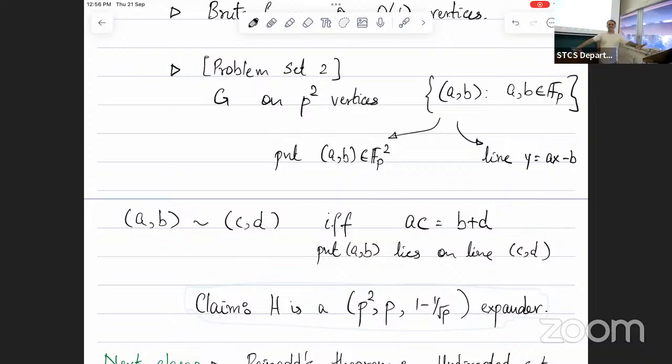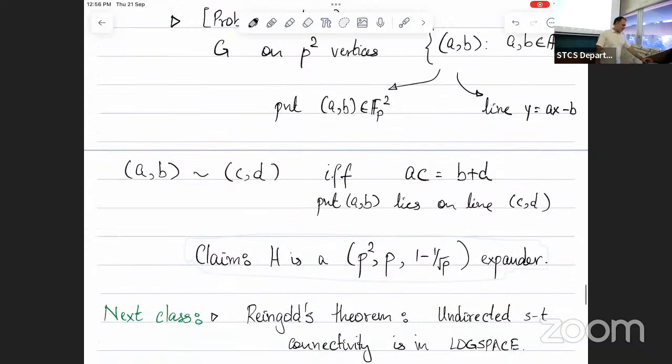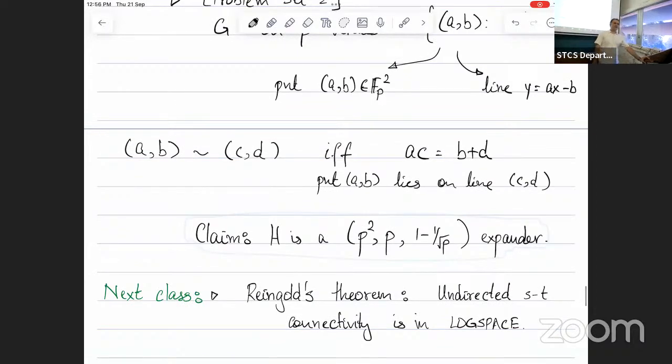strongly explicit construction of expanders, strongly explicit graphs and strongly explicit proofs of saying that these graphs are good expanders. And in the next class, what I will do is use these explicit graph constructions to prove Reingold's theorem, which says that undirected ST connectivity is actually solvable in log space. And there, the LPS graphs, etc., will not be helpful.